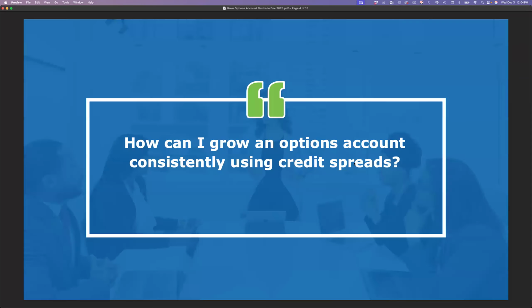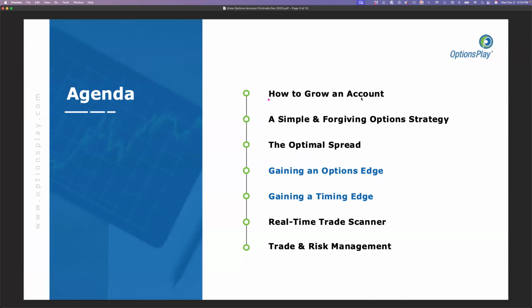So in today's session, we're going to focus on learning how to grow an account, specifically what you need to have in place in order to grow your options account. And we're going to focus on the simple and forgiving option strategy that I believe everyone should, as an options trader, understand and utilize in their trading. We'll talk a little bit about what is the optimal version of that strategy, and specifically how to gain an options edge when you're trading this strategy, and how to gain a timing edge using the strategy.